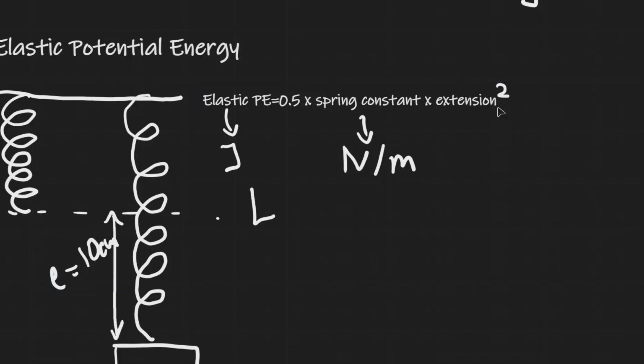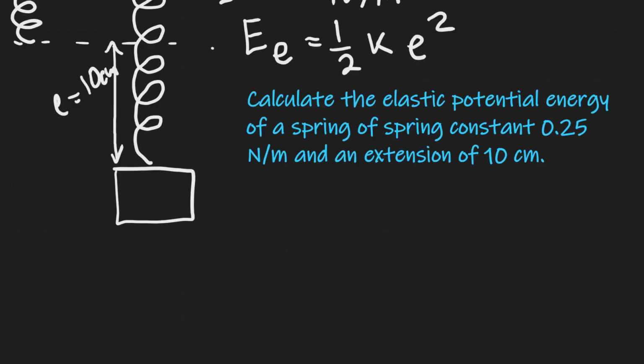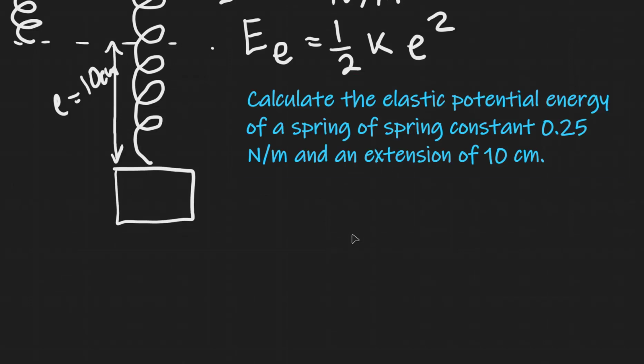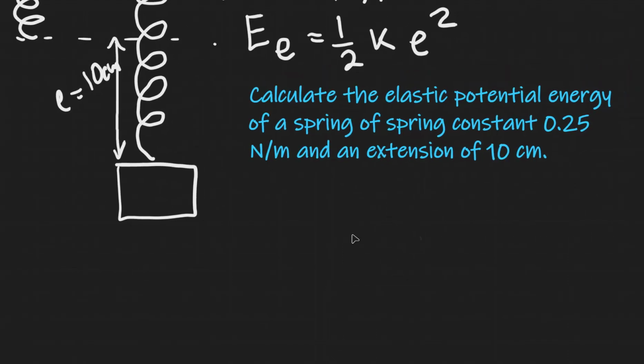Mathematically, we could write this as E subscript E, elastic energy, is equal to a half times the spring constant, which is typically given K, multiplied by the extension, let's just call it E squared. Sometimes, particularly if you're doing A-level, you may see the extension written as X, which happens quite commonly. And let's apply this to a problem as well. Calculate the elastic potential energy of a spring constant 0.25 newtons per meter and an extension of 10 centimeters.